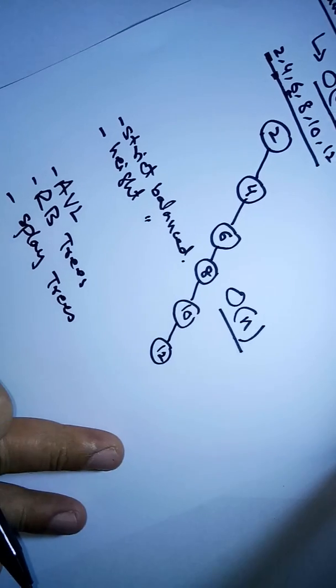Another one is splay trees, right? And one more is B trees, and there are several other algorithms that are used to make the BST, the balanced binary search tree. So in this video we will focus on AVL trees, right?